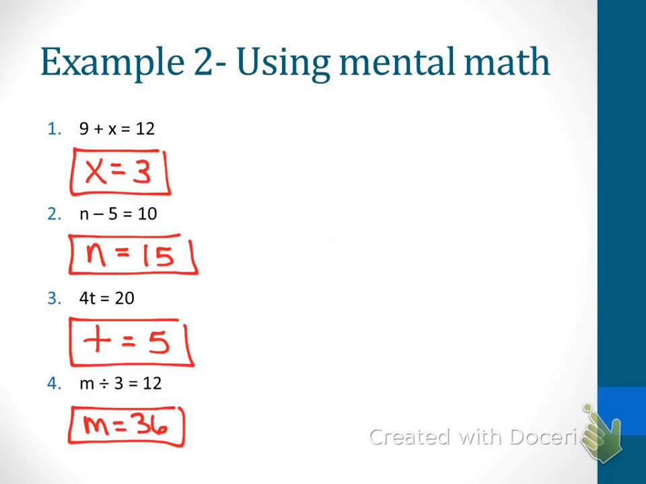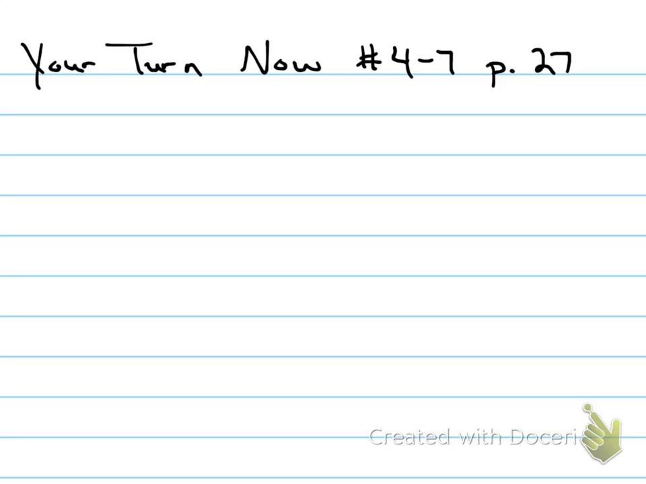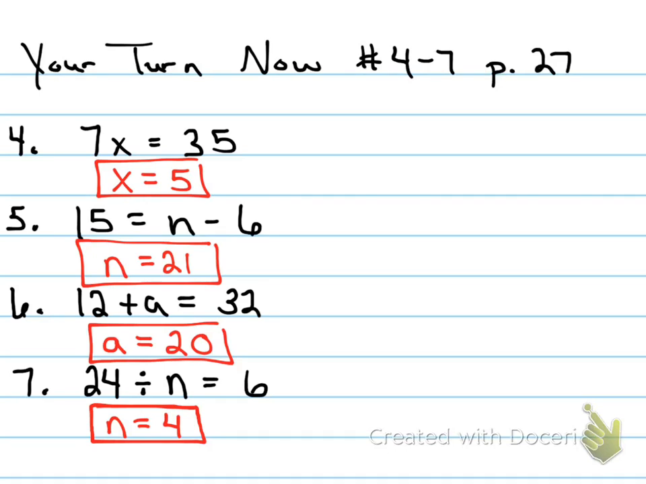I want you to go ahead and do your turn now, numbers 4 through 7. Okay, so again, wherever you see the variable, you're inserting the question, what number? 7 times what number equals 35? What is it? 5. So x equals 5. Make sure you say the x equals, or write that on your paper.